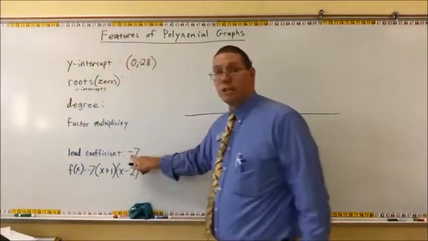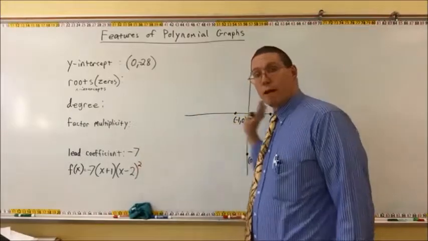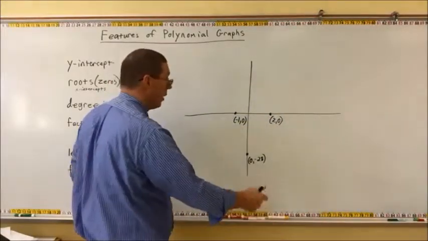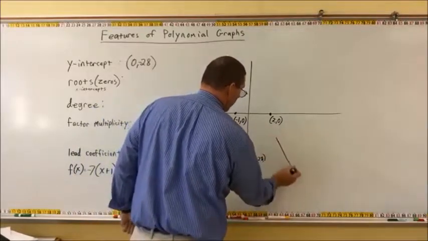The lead coefficient is -7, which means that the right side of the graph is going to go which direction? It's going to go down, right? Okay? So we know that the right side is going to go down.